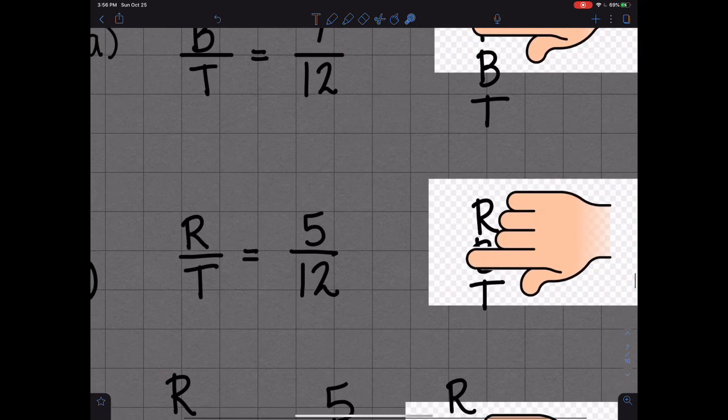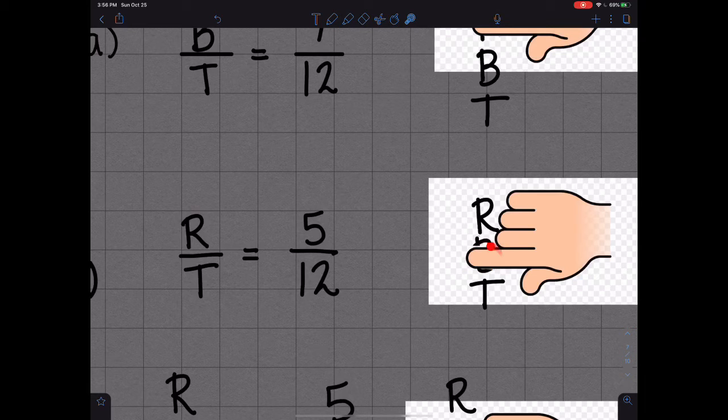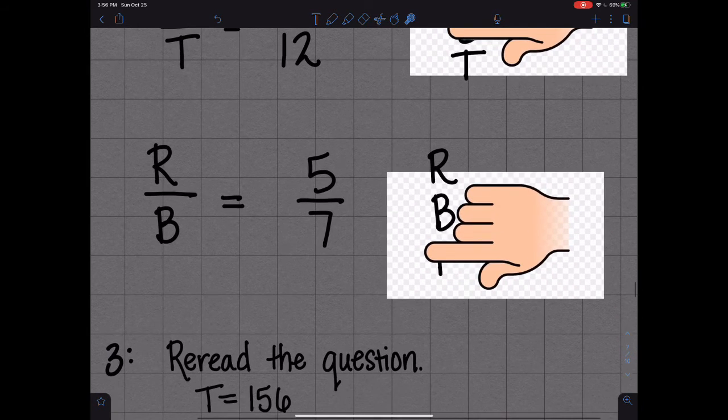Now let's take our finger and cover up the blue. And let's make a ratio out of red to the total. For every red, how much is the total? So we know that for every 5 reds, there's going to be 12 total. It's just a ratio, but we've left out the blue marbles. Okay, now this last one. We're covering up the total, and so we're going to make a ratio out of red to blue. That's easy because that's what they gave us in the problem. The ratio of red to blue is 5 to 7.